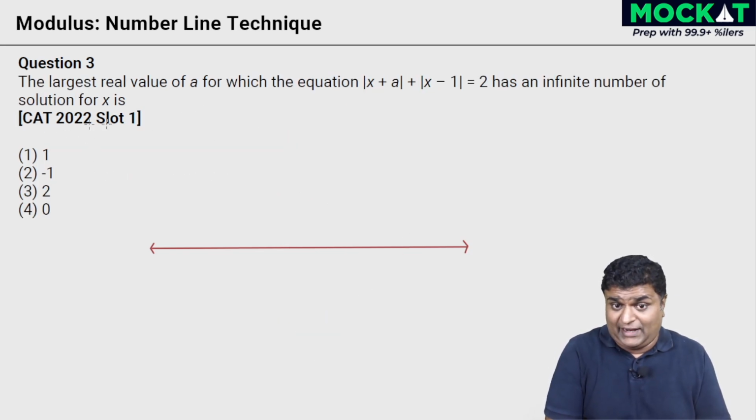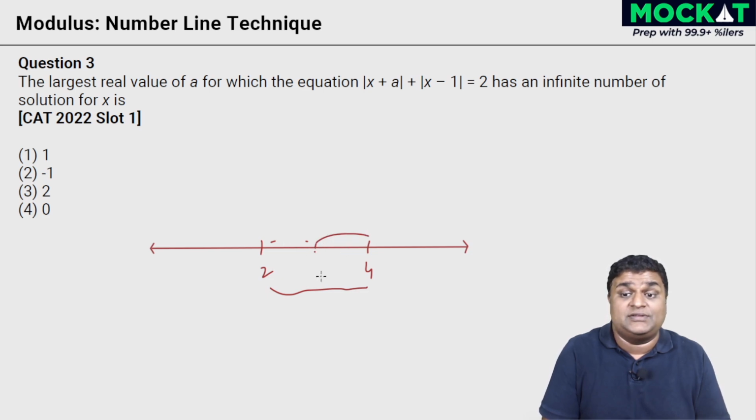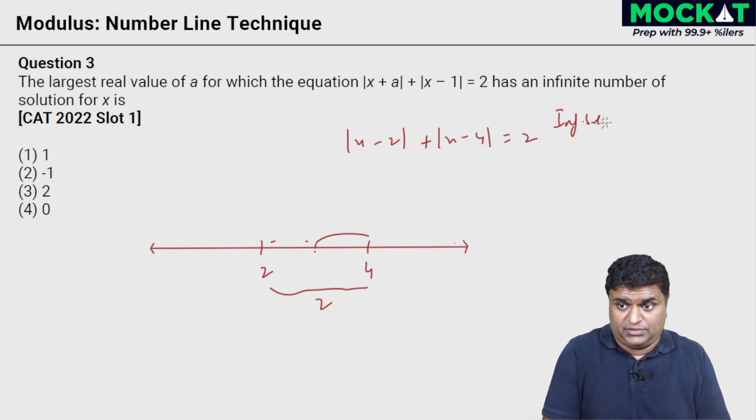Now the next year, CAT 2022, they asked a fun question. The largest real value of A, for which this equation, modulus of x plus A plus modulus of x minus 1 equals 2, has an infinite number of solutions for x. Now remember this, you will have an infinite number of solutions only if, let's say, you have to find a house between 2 and 4, and the total distance is going to be 2. Modulus of x minus 2 plus modulus of x minus 4 equals 2 means infinite solutions.